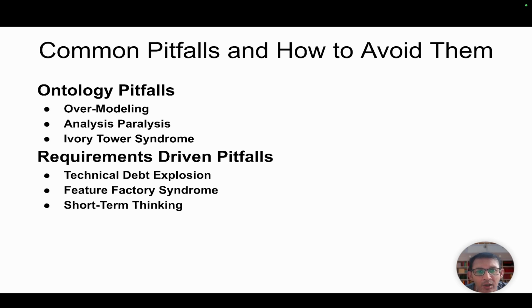Feature factory syndrome is another common problem, shipping features rapidly without understanding how they interact with each other. Teams become so focused on individual stories that they lose sight of system coherence. The third pitfall is short term thinking, optimizing for next quarter instead of next year. This leads to decisions that save time now but create much larger costs later. Always consider the total cost of ownership, not just initial development speed. Sometimes spending an extra week upfront saves months of maintenance later.